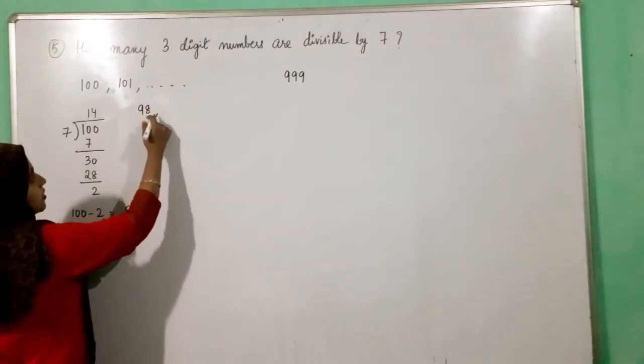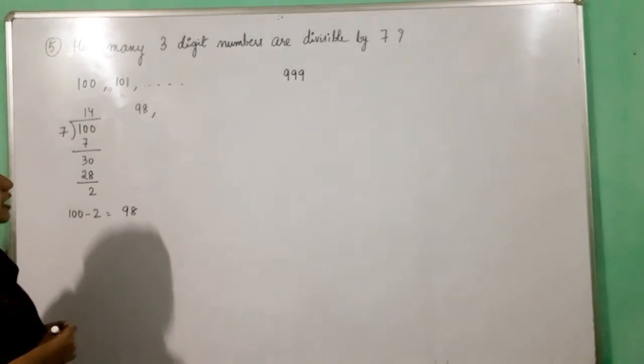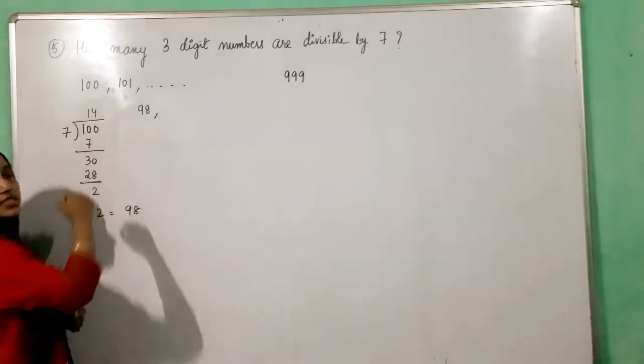So what is the next number which will be divisible by 7? How will I get it? I will get it if I add 7 to this number, correct? So 98 plus 7 will give me how much?